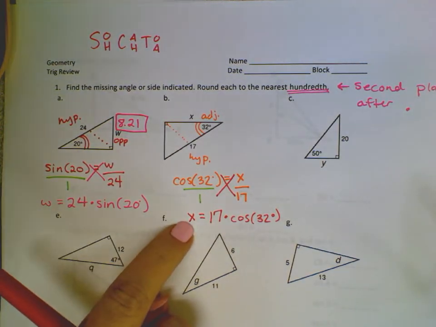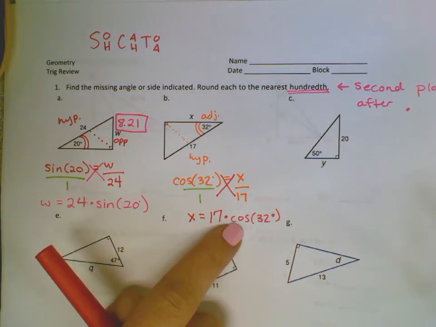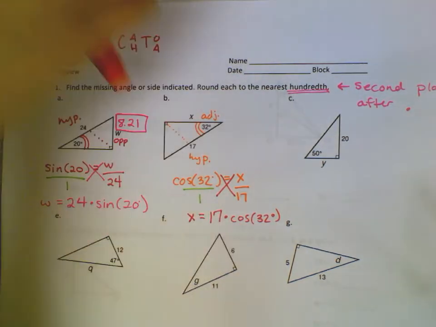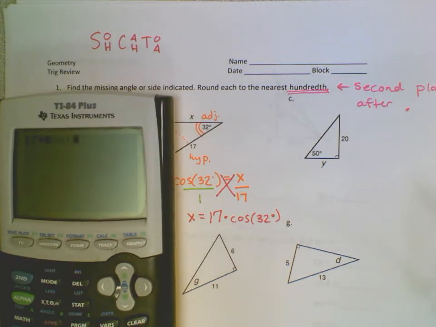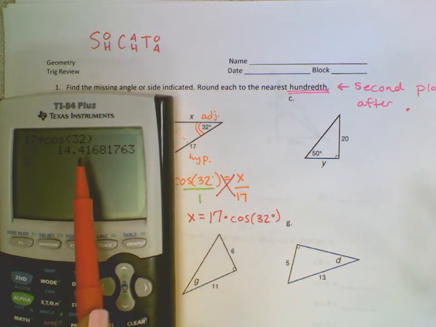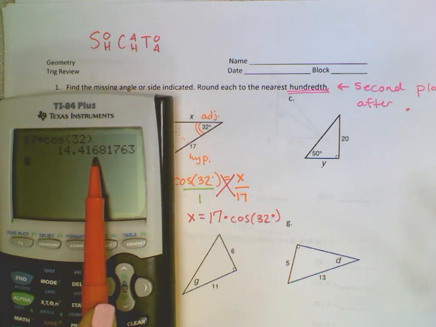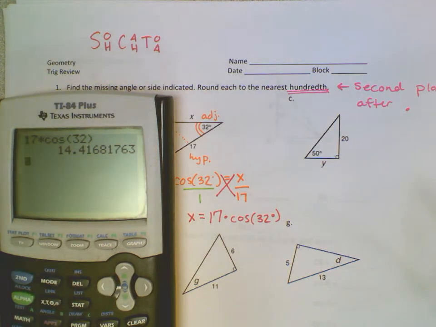If we're solving for this variable, and this says this equals such and such, and we have no variables on this side, we can just plug it into our calculator. So 17 times cosine 32 gives me 14.4168173. If we're rounding to the second decimal place, where this 1 is, we're going to look to the right. 6 is greater than 5, so that means it's going to bump this 1 up to a 2. So our answer will be 14.42.